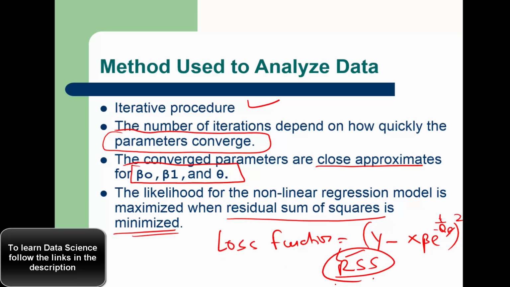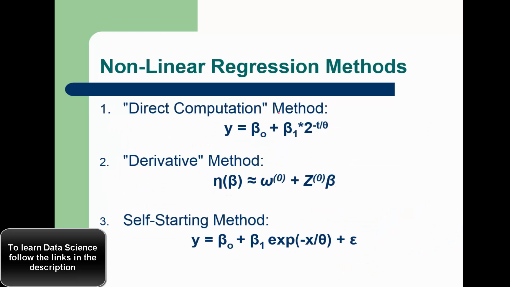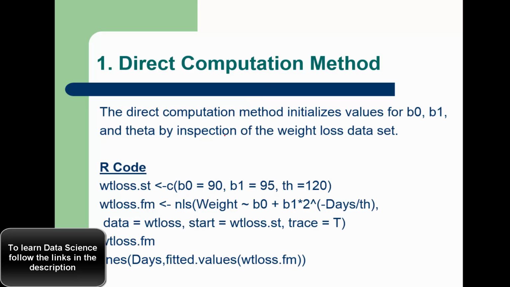So iteratively you find the beta naught, beta 1 and theta for which the residual sum of squares, or the loss function, is minimum. That's the way you optimize the algorithm to find the parameter values. There are three ways of computing the parameters: the direct computation method, the derivative method, and the self-starting method. Now we'll see what these methods are.